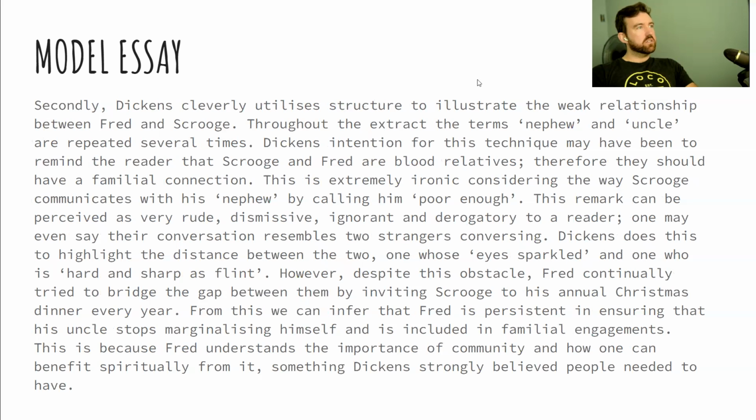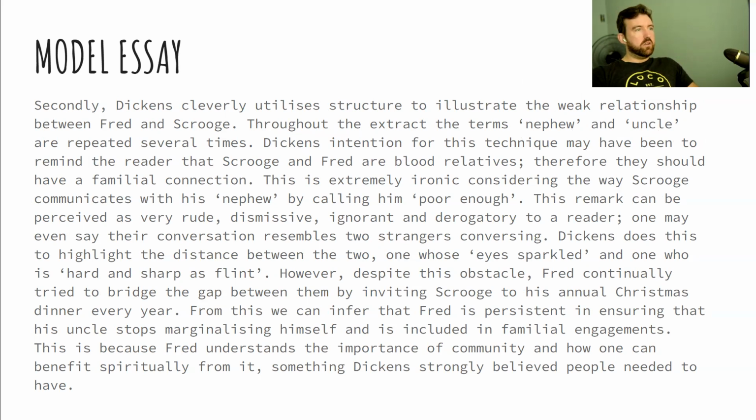Secondly, Dickens cleverly utilizes structure to illustrate the weak relationship between Fred and Scrooge. Throughout the extract, the terms nephew and uncle are repeated several times. Dickens' intention for this, obviously you need a little apostrophe in there, the intention that belongs to Dickens, for this technique may have been to remind the reader that Scrooge and Fred are blood relatives. Therefore, they should have a familial connection.